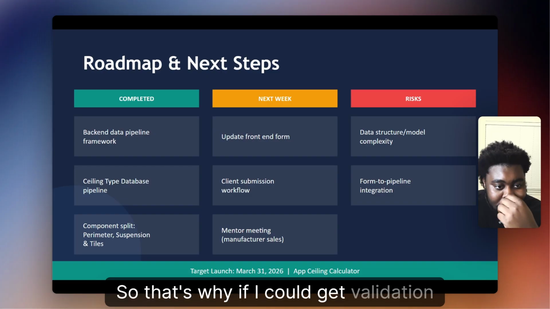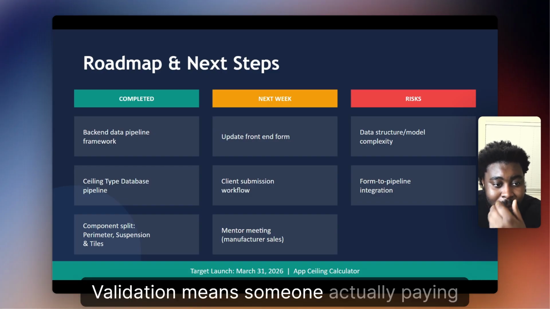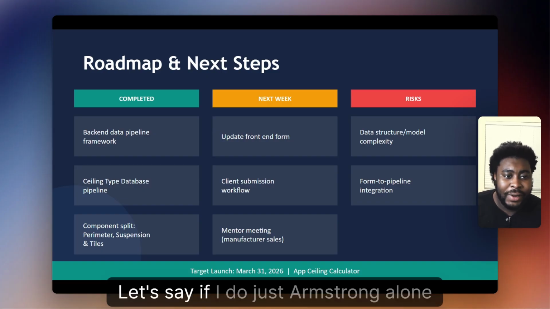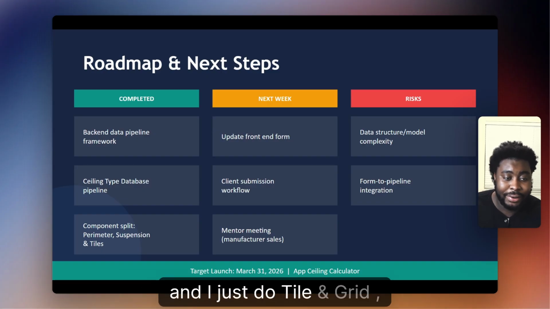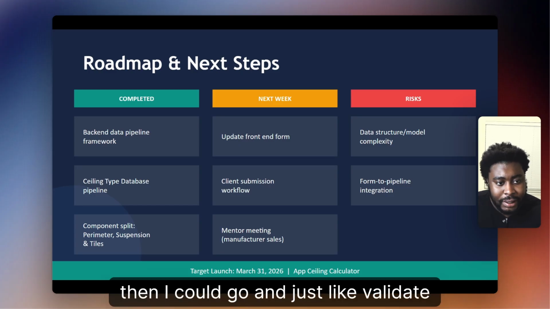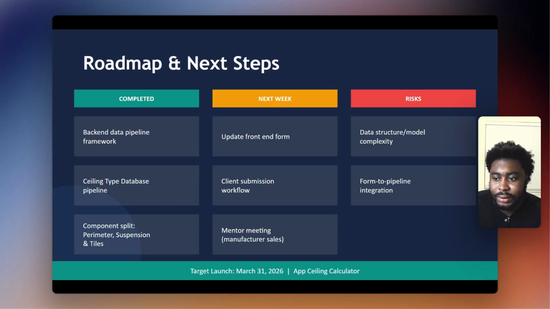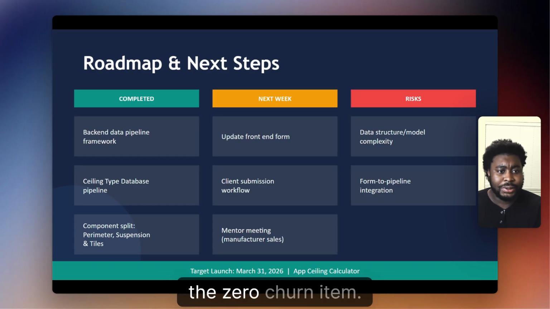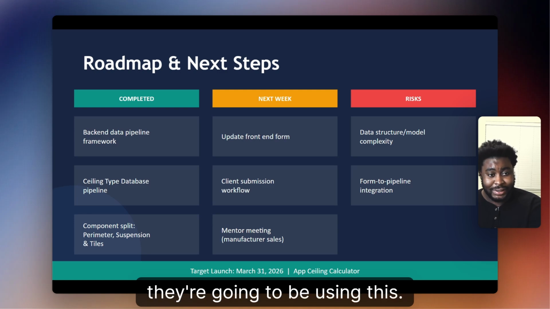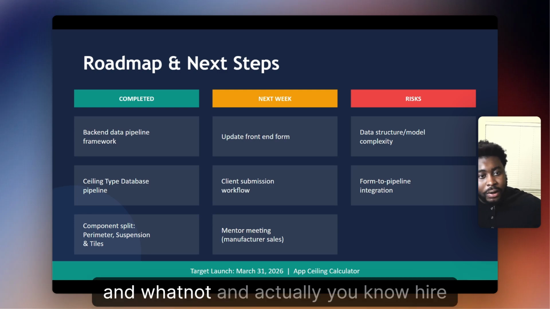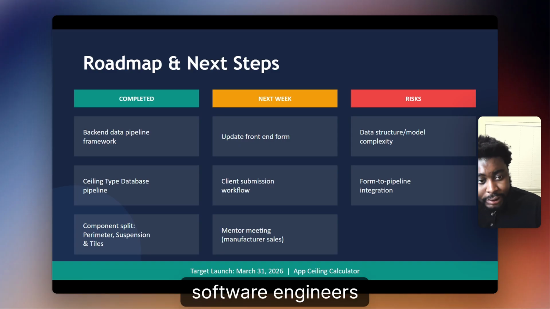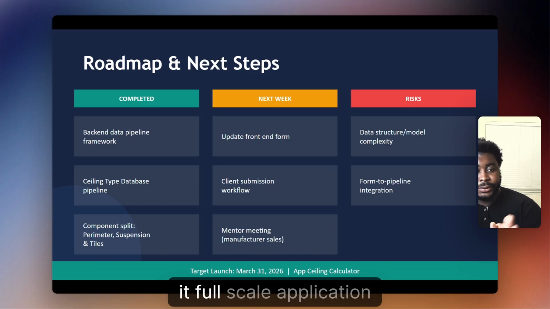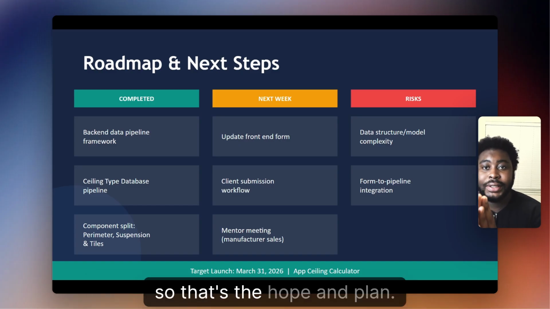So that's why I want to get validation on this. Validation means someone actually paying a monthly subscription on a small sample set of products. Let's say I do just Armstrong alone and just tile and grid, then I could validate this and say, look, I have 20 contractors here. They're willing to pay two, three, $400 a month for this item. This is a zero churn item. As long as they're in business, they're going to be using this. I could go raise capital and hire software engineers, full stack engineers who could use the modern tools of today and make it a full scale application. So that's the hope plan.